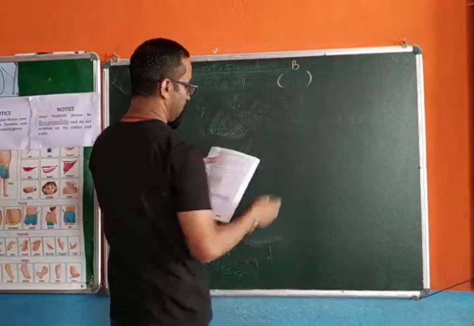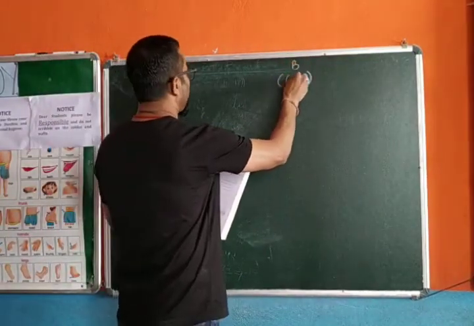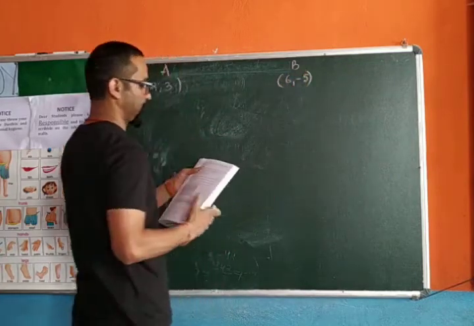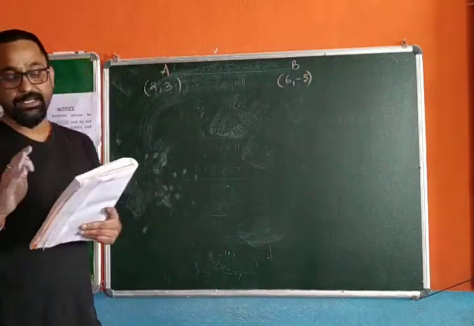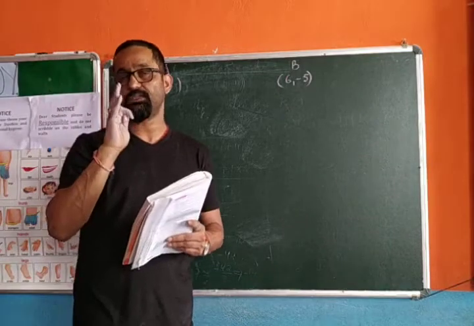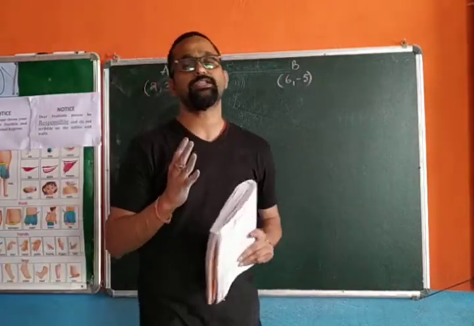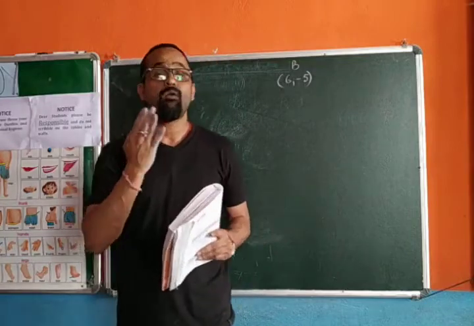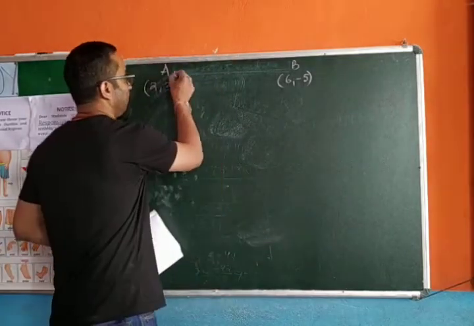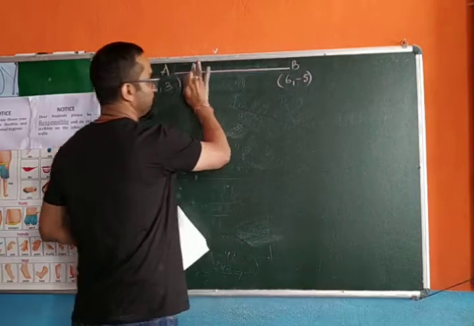B has coordinates 6, minus 5. The line is intersected by the x-axis at K. That is the condition you need to remember: intersection by the x-axis and the y-axis. You don't have to draw the intersection.